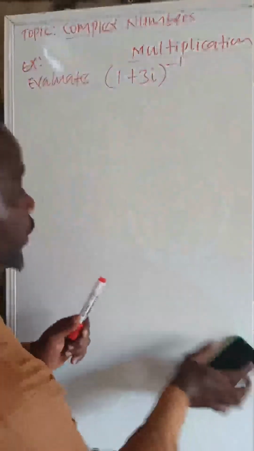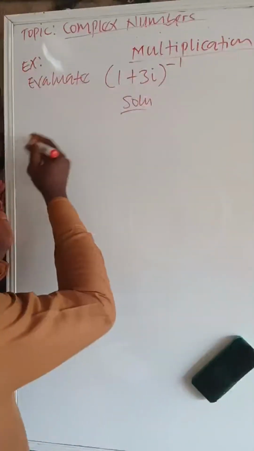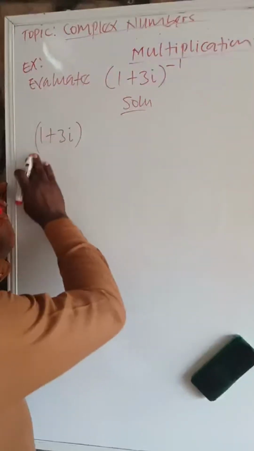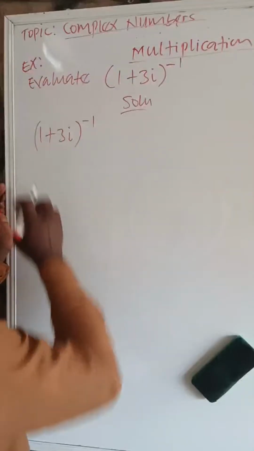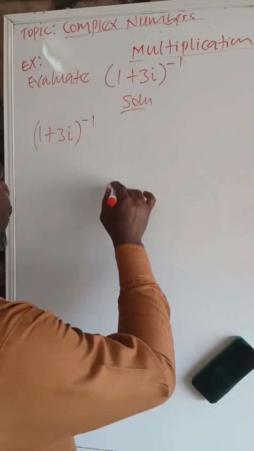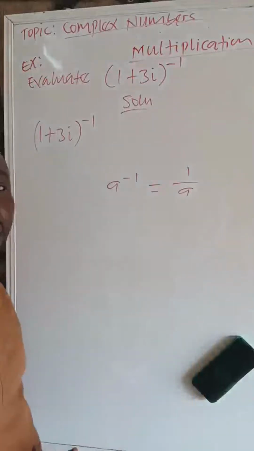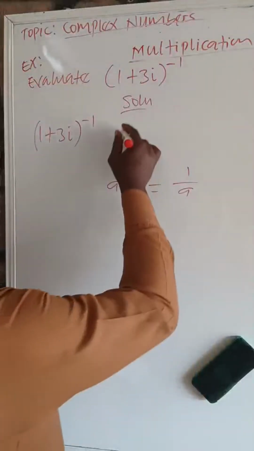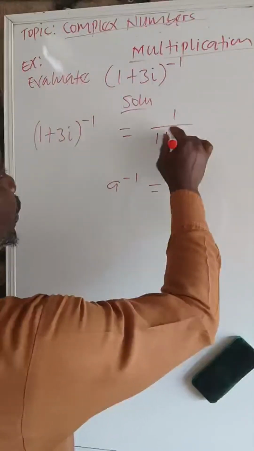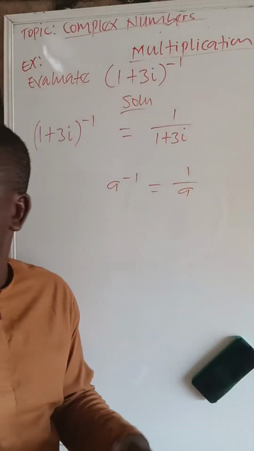Let's look at this together. Evaluate (1 plus 3i) all in bracket raised to the power of minus 1. Let's go back to indices. You know very well that a raised to the power of minus 1 is the same thing as 1 all over a. If you agree with me, this is equal to 1 all over 1 plus 3i. Are you following?